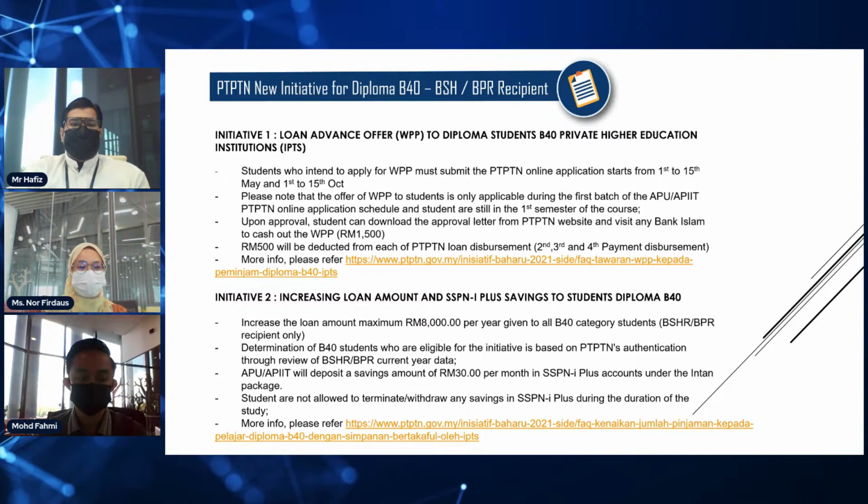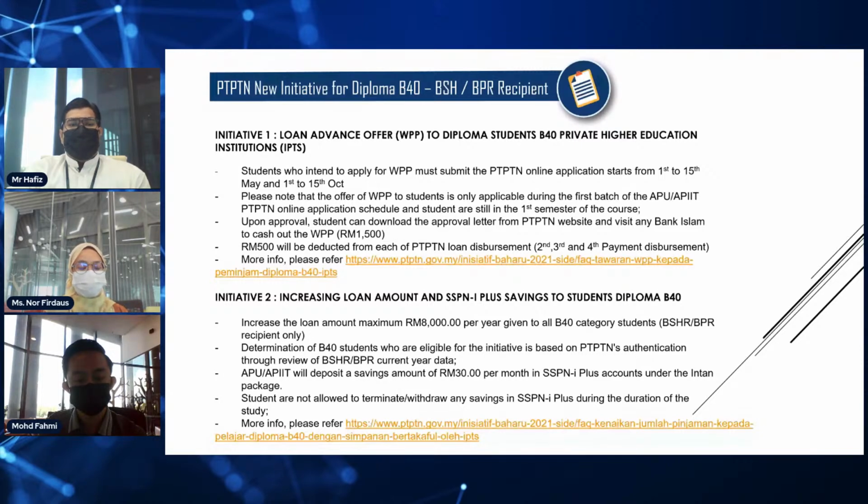So those students who intend to apply for this WPP or the loan advance offer must submit the PTPTN online application starting from 1st to 15th of May and also 1st to 15th of October. So please note that the offer of the WPP is only applicable during the first batch of the APU or APIT online application schedules, and students must still be in the first semester of the course.